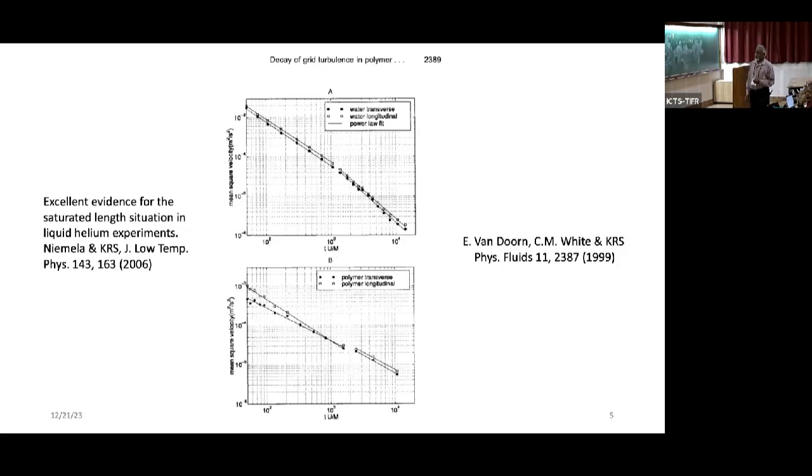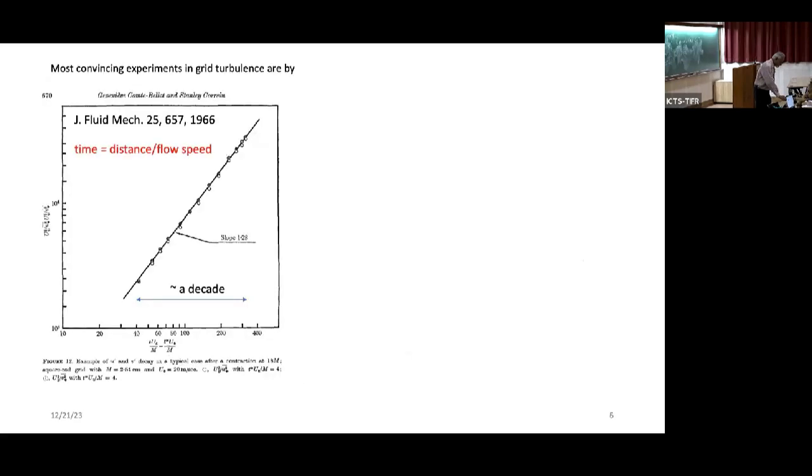This is just the kinetic energy of fluctuations as a function of time. That is one power law initially, then as the length scale is growing, it becomes affected by the boundary, and it gives you a different power law, which is closer to what you expect when the length scale grows to be very large.